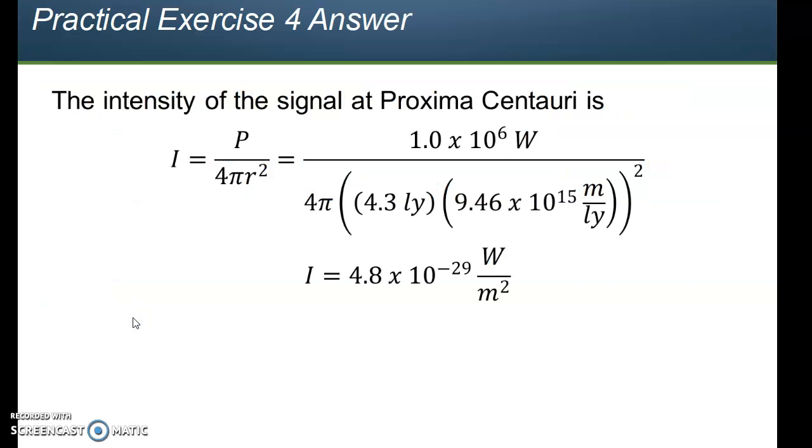So here, the intensity again is now given by the power divided by 4 pi r squared, right? So here we do have a squared down there. It's 1.0 times 10 to the 6th watts, 4 pi, 4.3 light years. And as I mentioned, it's 9.46 times 10 to the 15th meters per light year. And this whole thing right here is squared. So the intensity of that signal, when it finally reached there, would be 4.8 times 10 to the minus 29th watts per square meter.